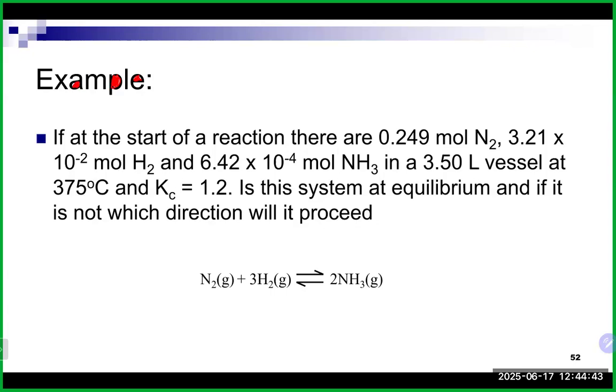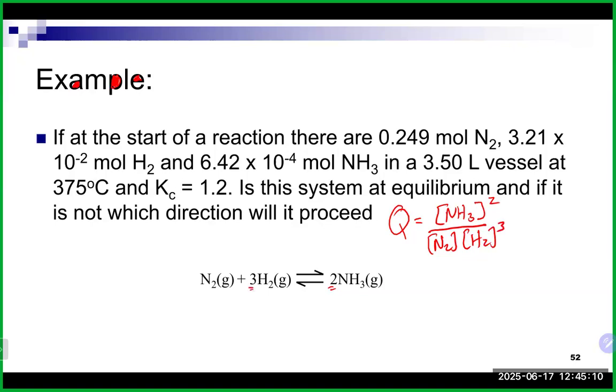Okay, let's take a look. So once again, as I mentioned before, Q is basically calculated the same as K. So we could write our Q expression. It'll be our products in this case, our NH3. Just like we do with K, we will have to take, again, the coefficient there as our exponent, divided by our N2, whose coefficient is 1, and our H2 coefficient is 3.